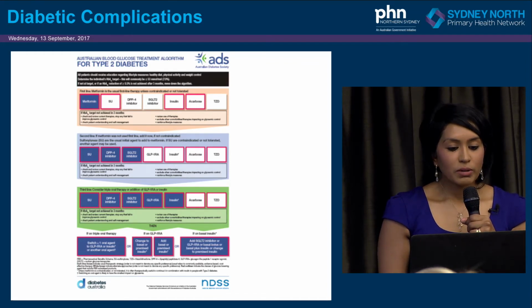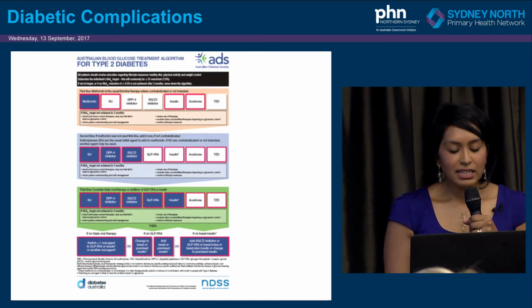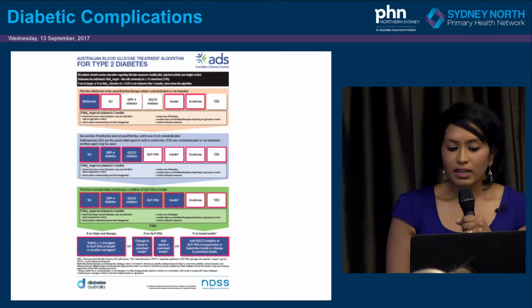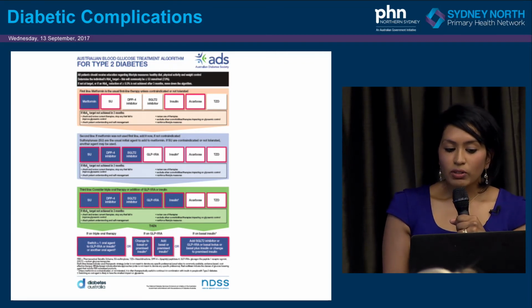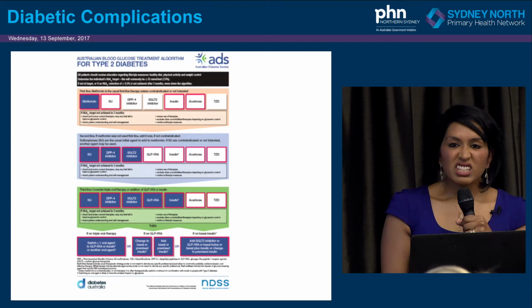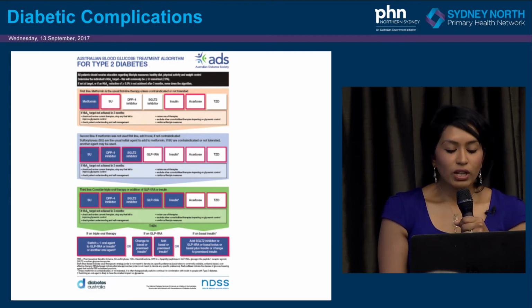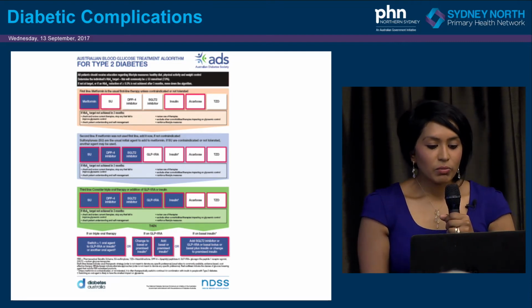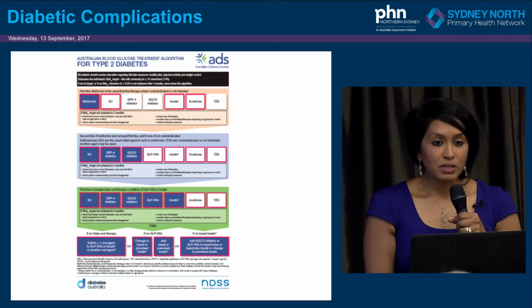This is the treatment algorithm that's been developed by the ADS, which looks cumbersome, but essentially the blue boxes are recommended or standard first line, second line, third line treatment options, and in the red boxes are what would be PBS subsidised.